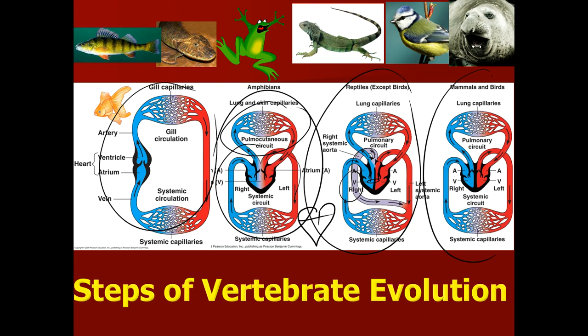Warm-blooded creatures can't do that. So mammals and birds, we've got to have oxygen supply all the time. We got to keep up our efficiency. We can't be inefficient like a fish. So we developed two separate circuits, and those are separated by a complete four-chambered heart.